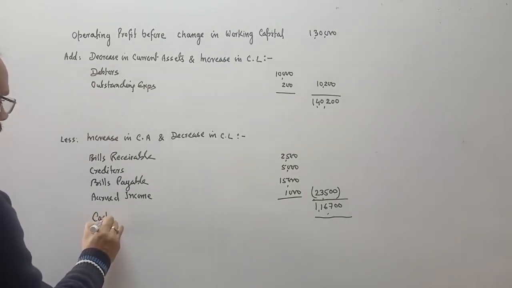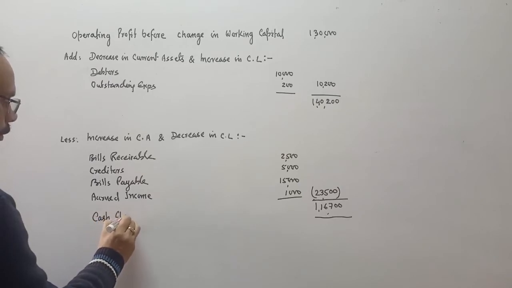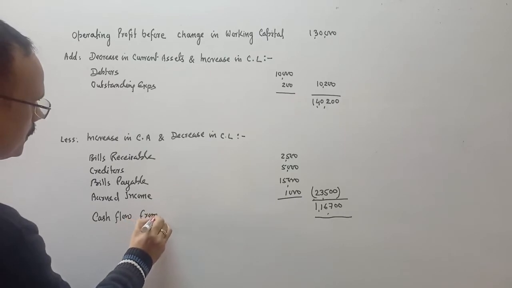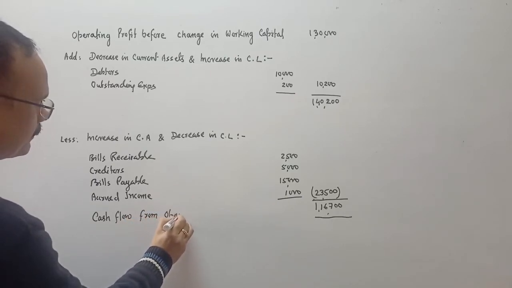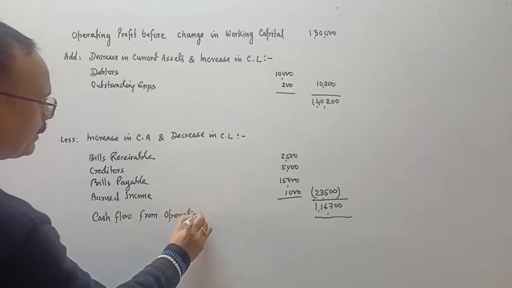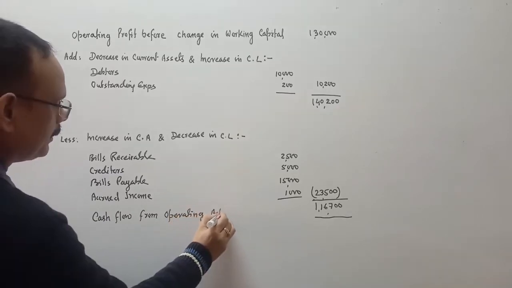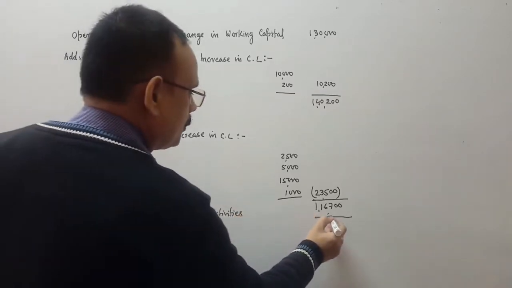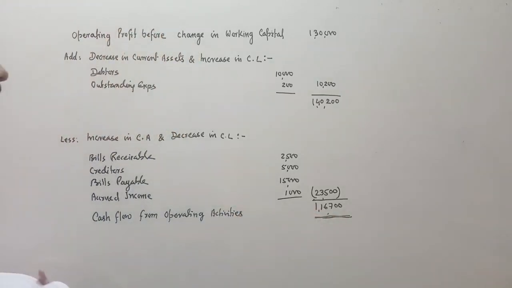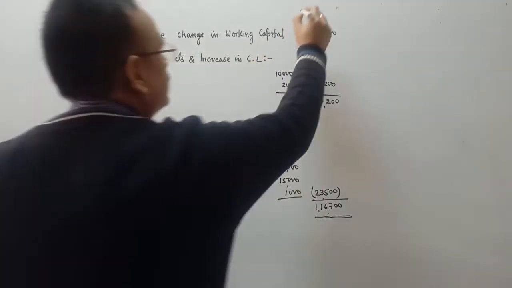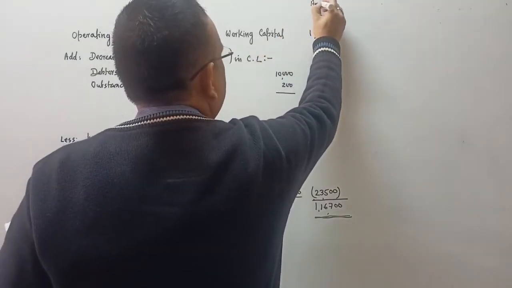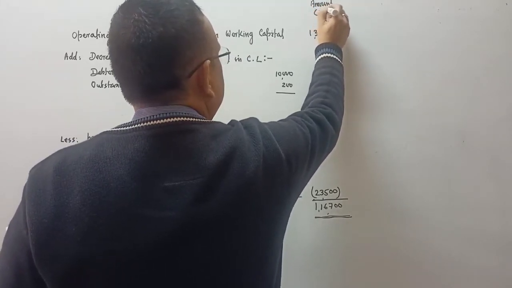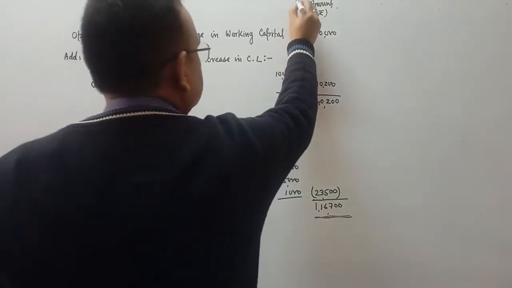Cash flow from operating activities. This one, 1,16,700. This is the amount in rupees.